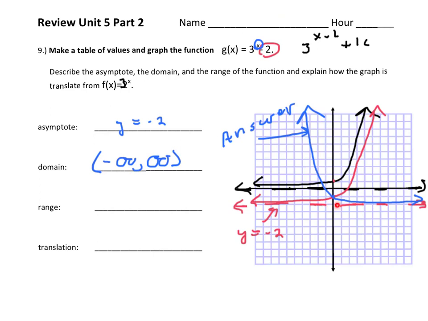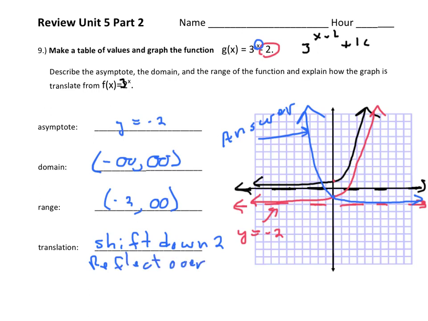Okay, so what's the range? Well, the range is going to be from this point up. Okay, so my range is going to be from -2. It's not a bracket. It's a parenthesis. It's going to go -2 to infinity. And what's the translation? Well, it's going to shift down 2, it's going to reflect over the y-axis.